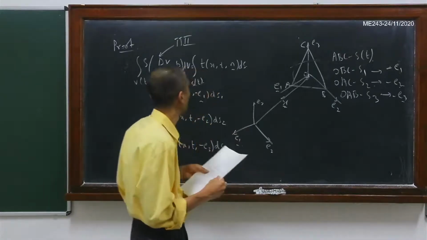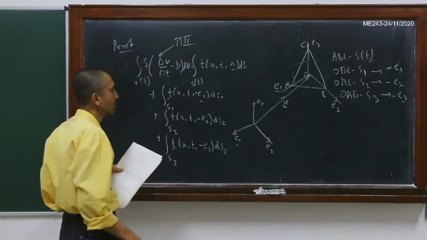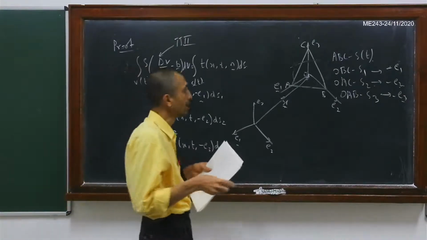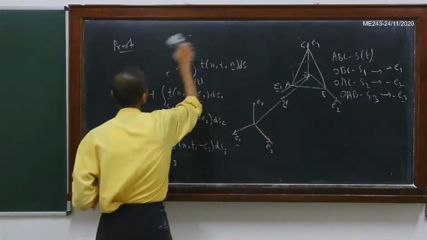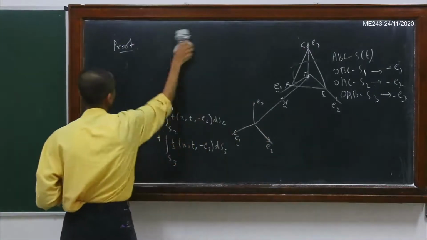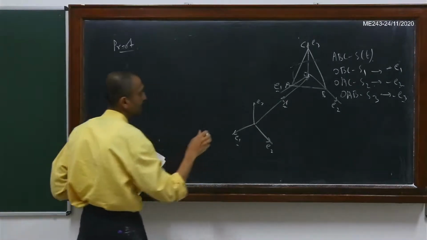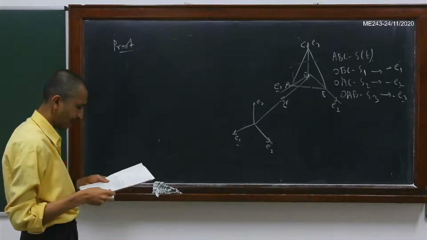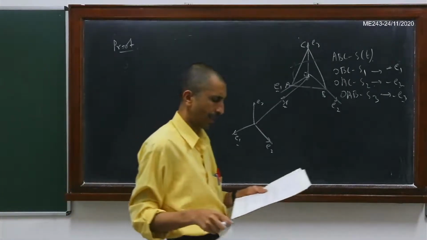So what will happen is that this volume integral goes to 0. The details are given in the book. As I said, I am not going to go through the details because you have already seen these details in an earlier class. It is more like a revision of what you have already seen in other courses.